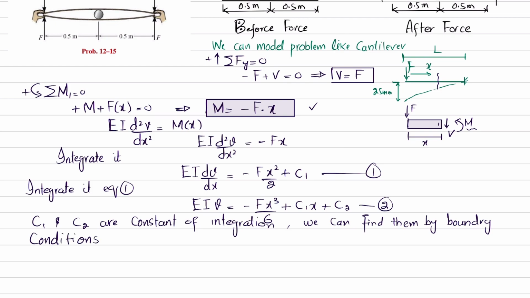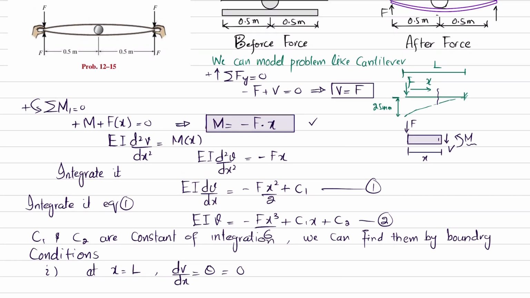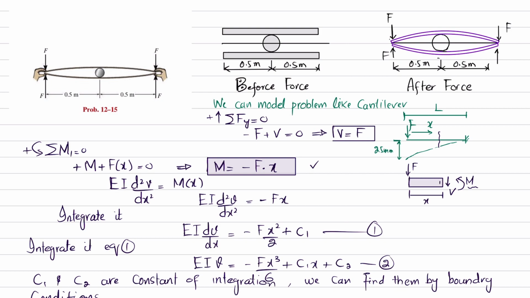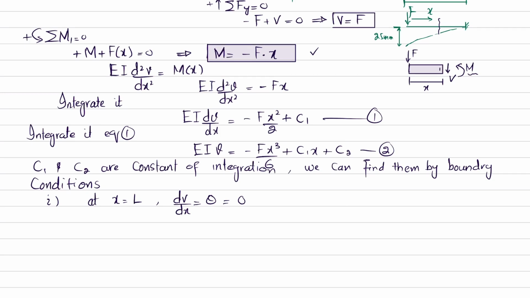Let's check that. The first boundary condition is that at X equal to L, we have dv over dx, which is the slope, equal to 0. You can check over here that X starts from here, and X equal to L is this point. You can see here the slope, which is dv over dx, is equal to 0. So what we will do is put this in equation number 1.